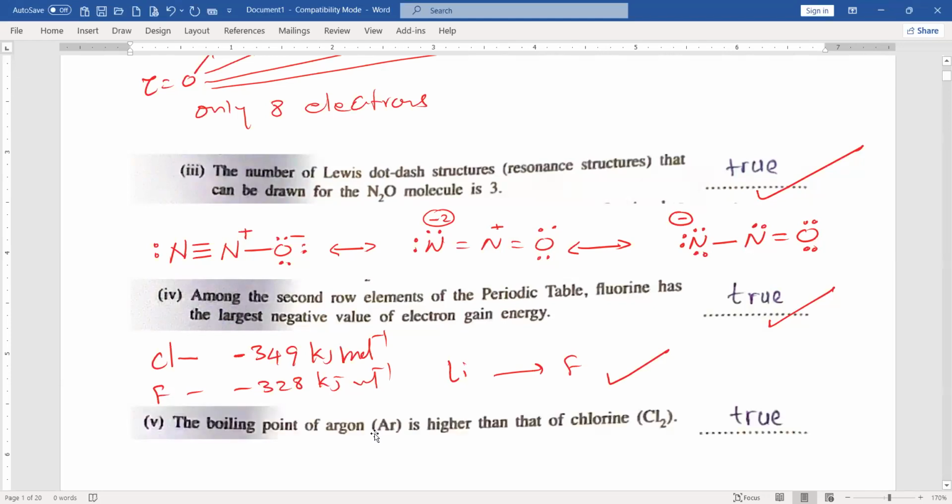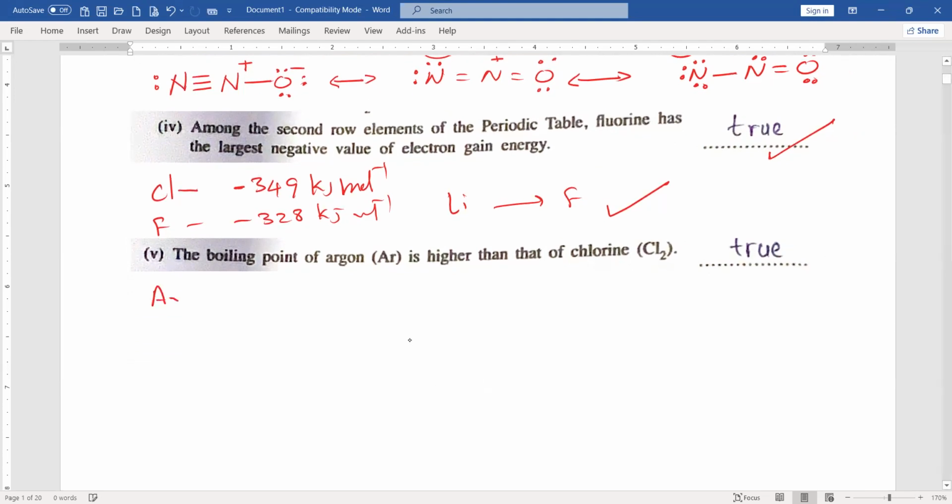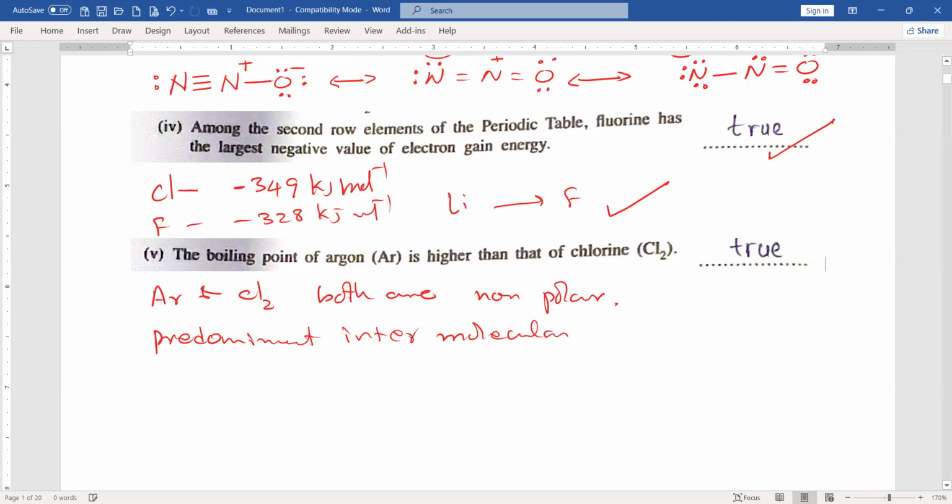Next one, the boiling point of argon is higher than that of chlorine. How can we decide that? Argon and chlorine: chlorine is available as Cl2 in nature. So both are non-polar. The predominant intermolecular attraction, interatomic attraction in this case, is London.